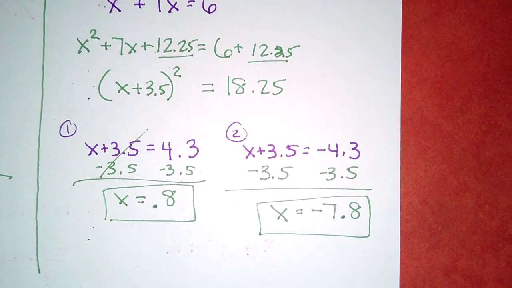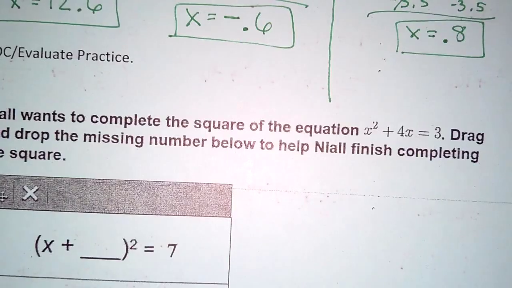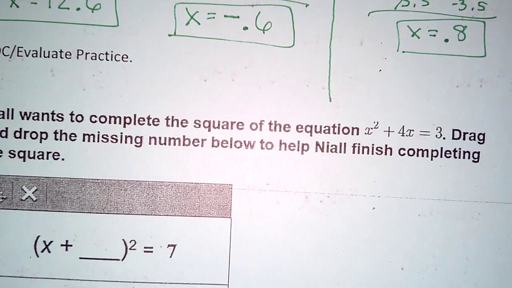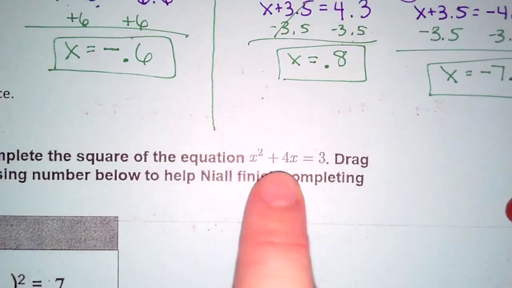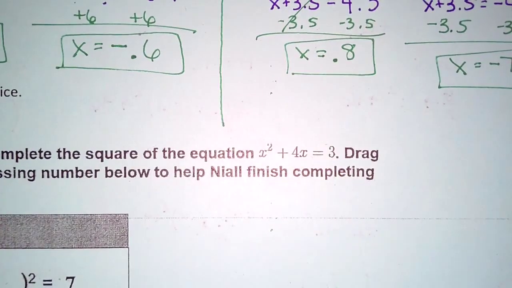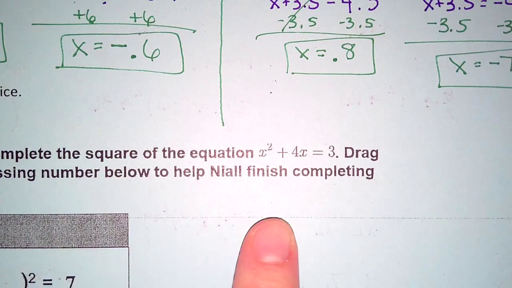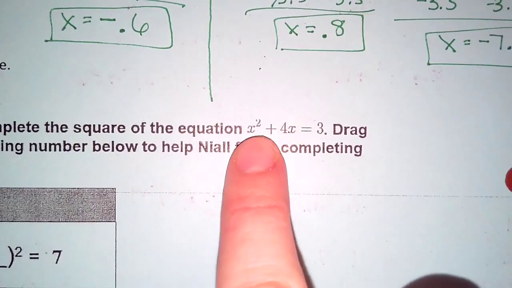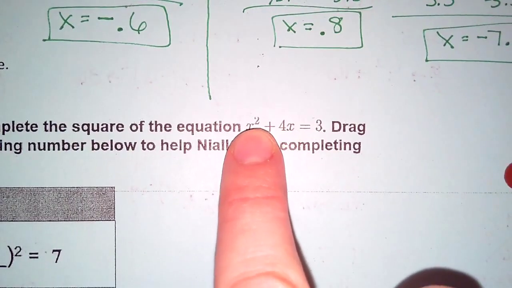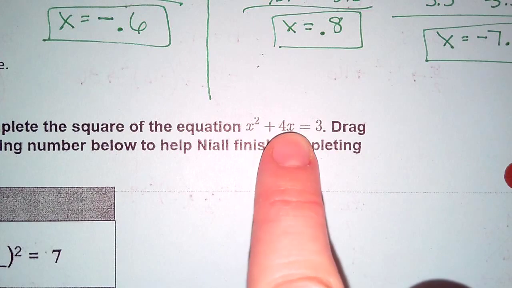One last one. Okay, this is an evaluate type question. There's a good chance you'll see this on your evaluate this month. It says, Niall wants to complete the square of the equation x squared plus 4x equals 3. Drag and drop the missing number below to help Niall finish completing the square. So let's look. He's got the x squared and the x and no number.